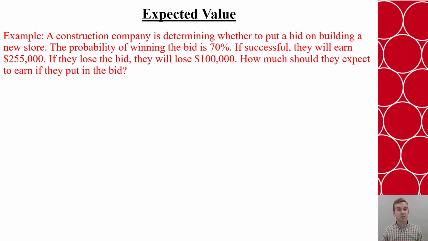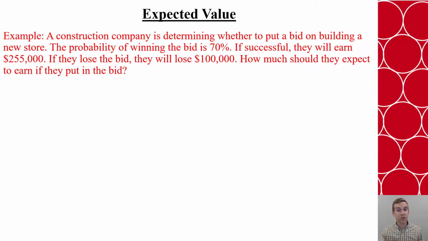Now let's look at the situation of making bids and see how we can come up with this idea of how the third method works. A construction company is determining whether to put a bid on building a new store. The probability of winning the bid is 70%. If successful, they will earn $255,000. But if they lose the bid, they will lose $100,000 in revenue. How much should they expect to earn if they put in a bid?